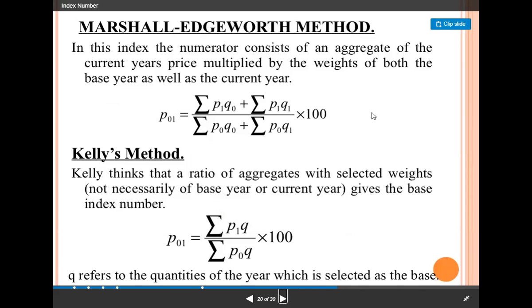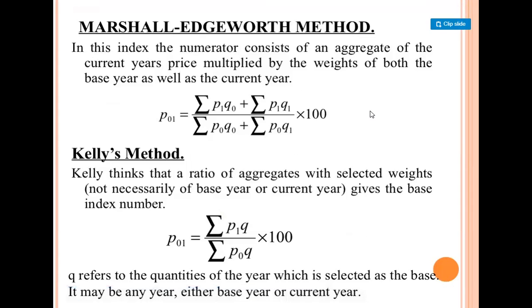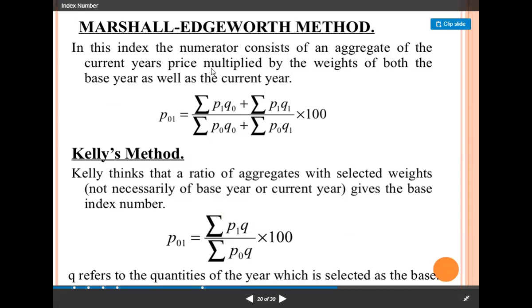So next one, the Marshall-Edgeworth method. In this index number, the numerator consists of an aggregate of the current year price multiplied by the weights of both the base year as well as the current year. So P01 is equal to summation P1 Q0 plus summation P1 Q1 by summation P0 Q0 plus P0 Q1, into 100. So this is the Marshall-Edgeworth formula.